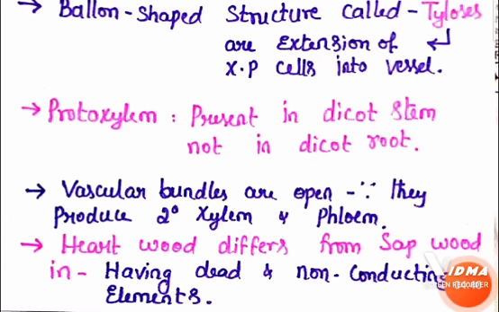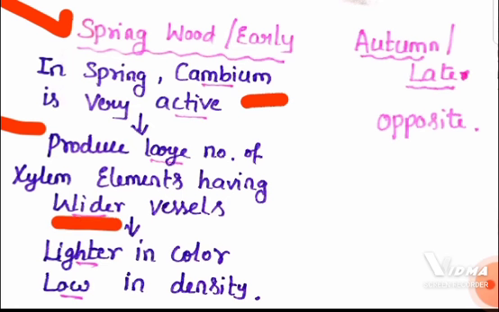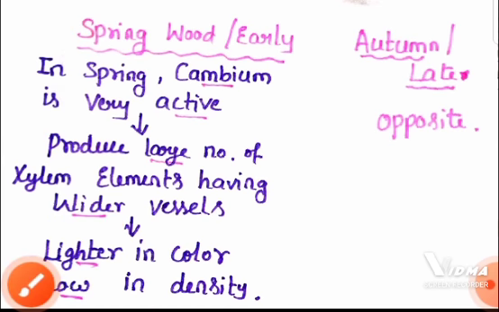And heartwood differs from sapwood in having dead and non-conducting elements. Differentiate between springwood and autumn wood. Spring wood is also called early wood, and in the spring season cambium is very active and produces a large number of xylem elements having wider vessels, and these are lighter in color and low in density, whereas in autumn wood or late wood we can find all the properties opposite to spring wood.